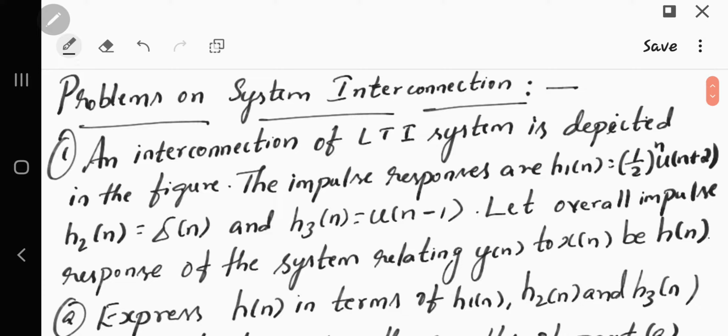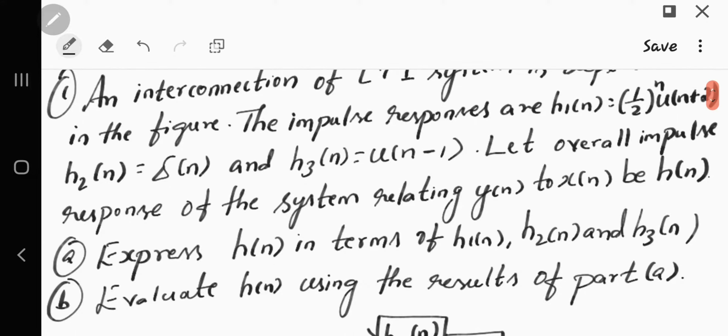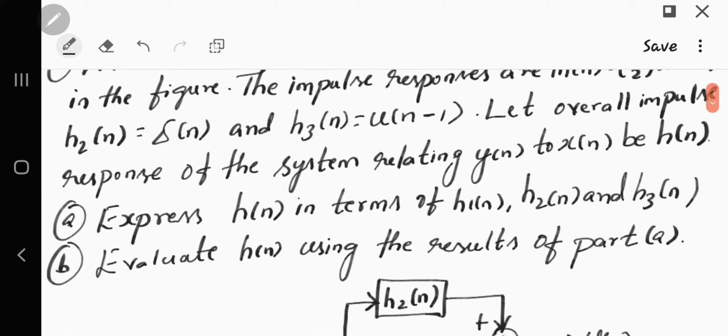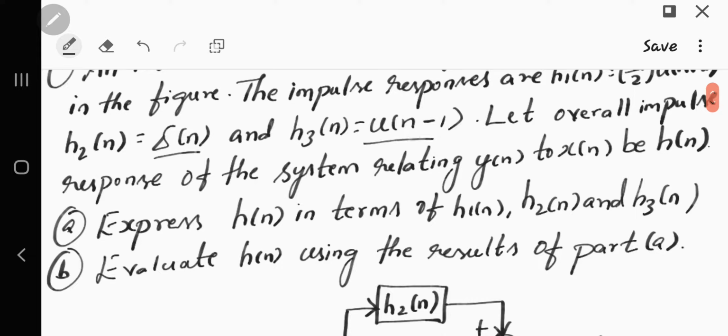So here is a problem. It says an interconnection of systems is shown in the figure below, and the impulse responses are h1 of n, h2 of n and h3 of n, where h1 of n is 1 by 2 to the power of n u of n plus 2, h2 of n is delta n, and h3 of n is u of n minus 1. The overall impulse response of the system is called h of n, for which you get output y of n for the input x of n.